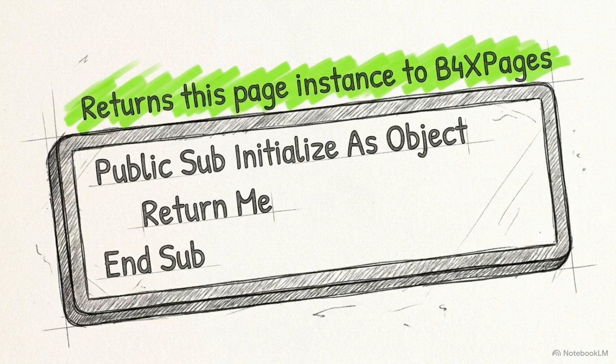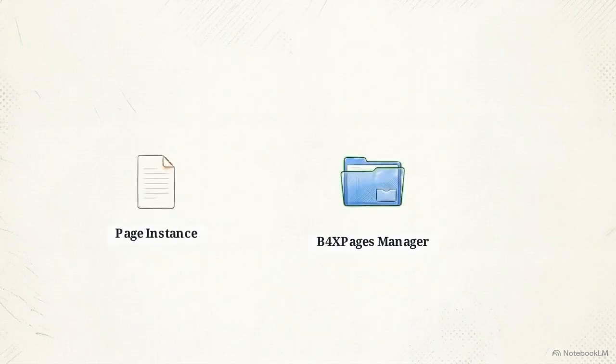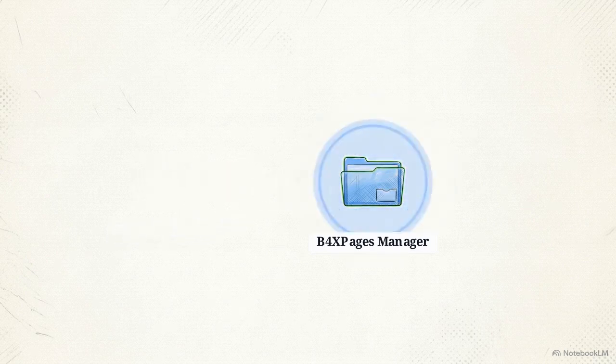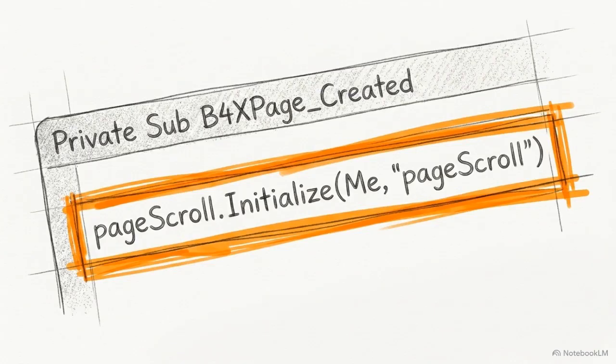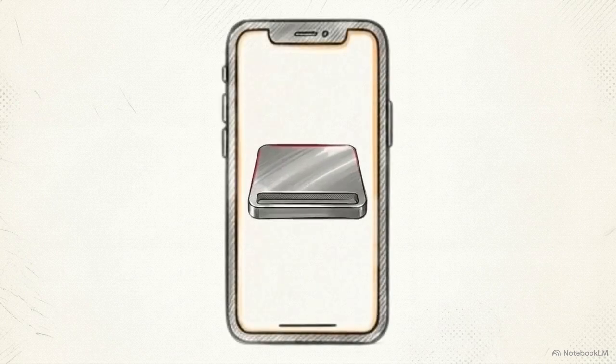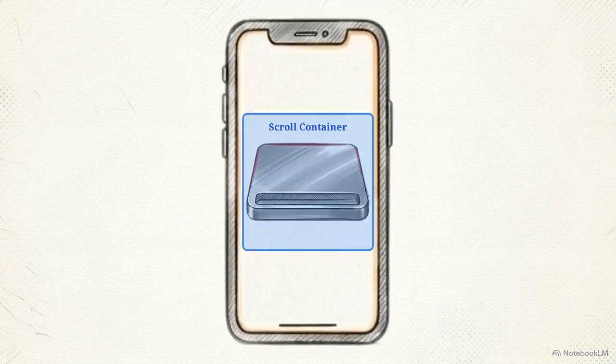Next, the initialize subroutine acts as an internal registration system. It returns this specific page instance to B4X pages, so the app can manage and display the screen. From there, we move to the B4X page created subroutine. Here, we initialize our scroll container and attach it directly to the root panel.